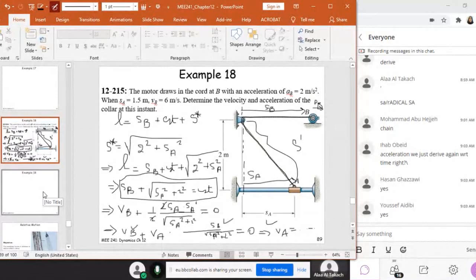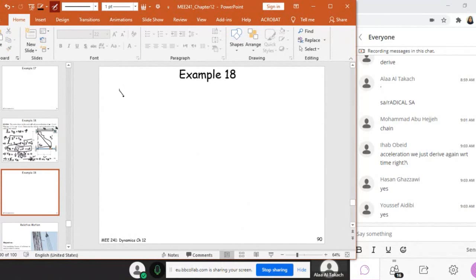Do you want me to do the acceleration? So guys, it's only the derivative with respect to time. So let's do it. VB plus VA times SA over radical SA squared plus 2 squared is equal to 0. Now, after doing the derivative to find V, you can replace SA and VB by their values in order to find VA.